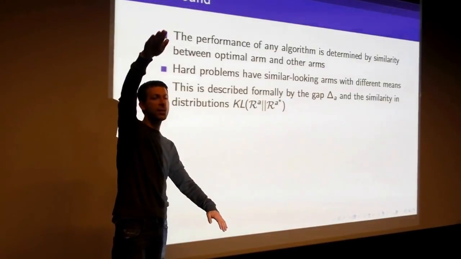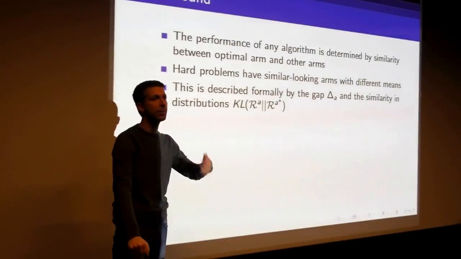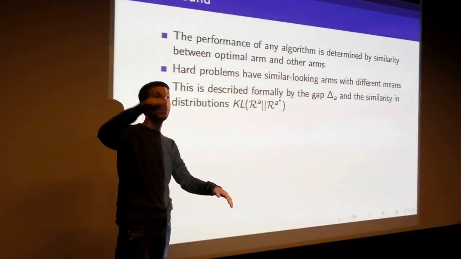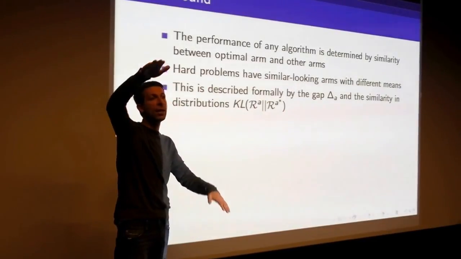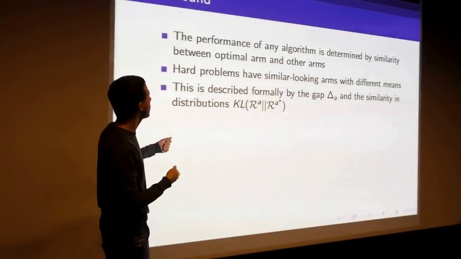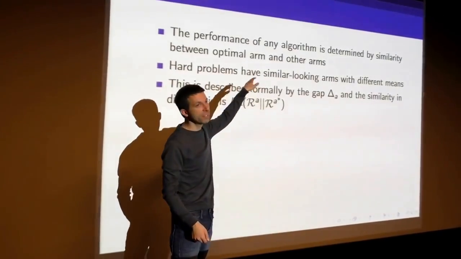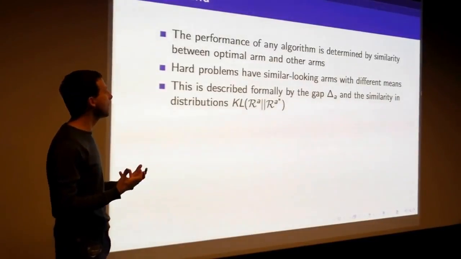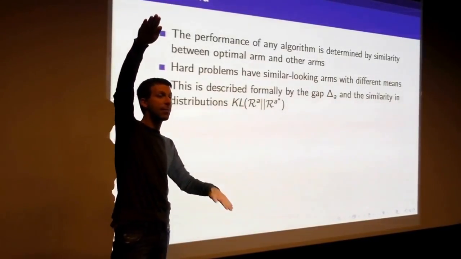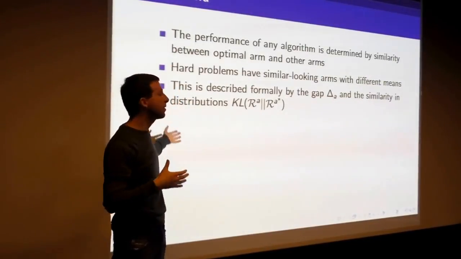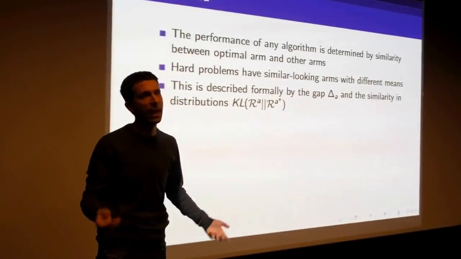So sometimes you take this one and it ends up looking really terrible. Sometimes you take this one and it ends up looking really good. And so now it's really hard to disambiguate them, and you're making a lot of mistakes, and it takes you a really long time to figure out that this arm is actually much better than this one. So the hardest problems have basically similar looking arms with different means. It's hard to tell the difference between them. Formally, the way we understand that is by the gap between them, the difference between this arm and this arm, and how similar their distributions are, which we can measure using the KL divergence.